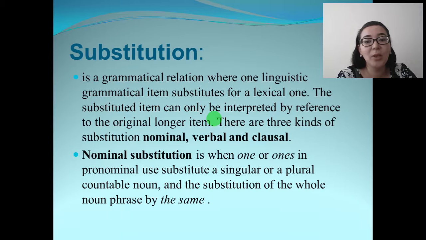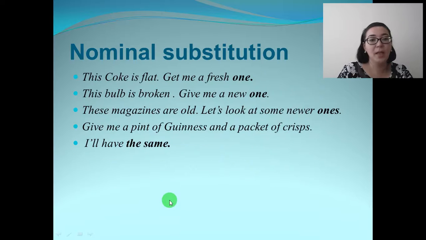Nominal substitution is when "one" or "ones" in pronominal use substitutes for a singular or plural countable noun, and "the same" substitutes for a whole noun phrase. For example: this Coke is flat, get me a fresh one. "One" substitutes for the Coke.